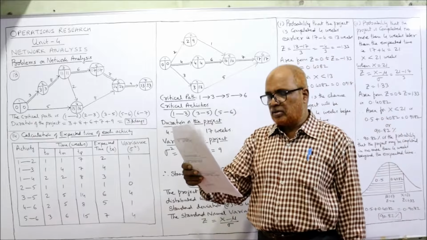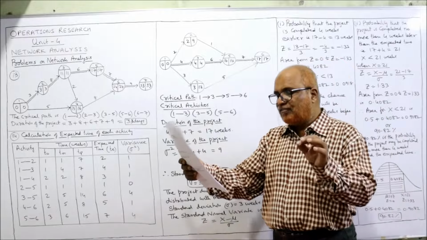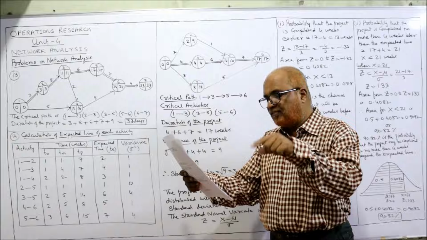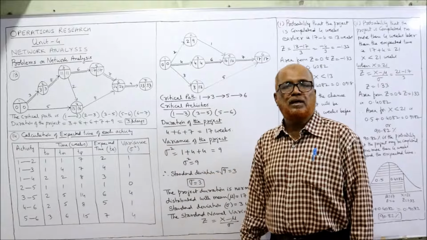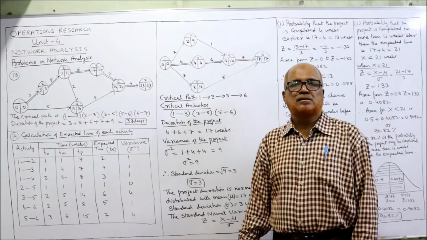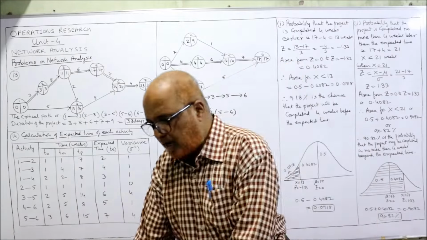What is the expected project length, meaning project duration? And what is the probability that the project will be completed at least 4 weeks earlier than the expected time and no more than 4 weeks later than the expected time? So we need the probability. When we need probability, we need variances. So first of all, we calculate expected time and variance.